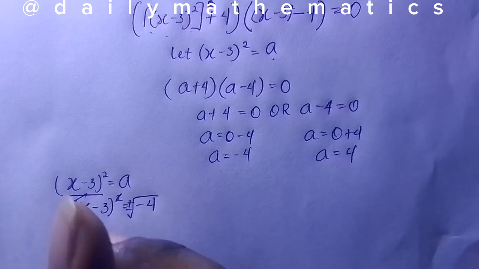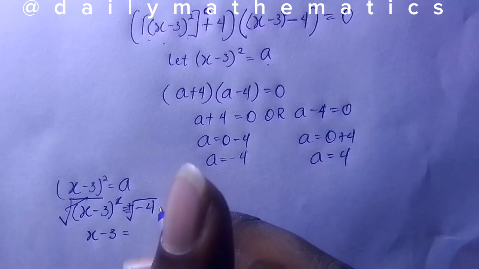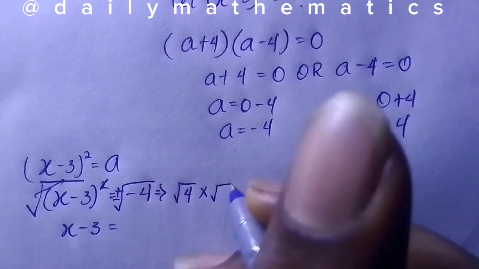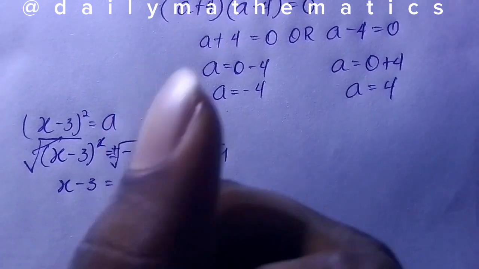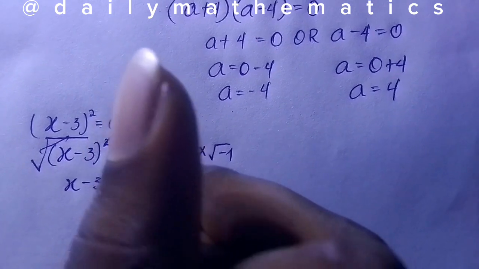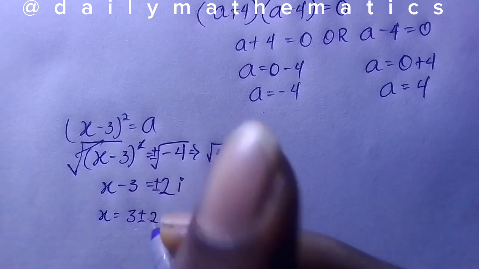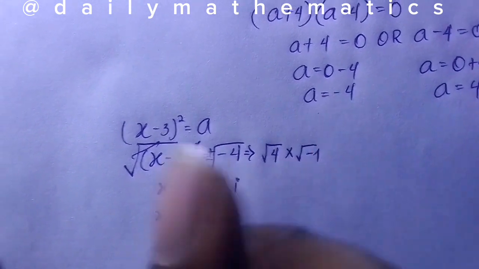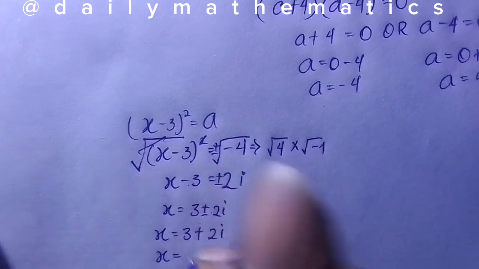So we have x − 3 equals, and what's the square root of −4? Let's say −4 is root 4 times root −1, right? Root 4 is 2 and root −1 is i, right? So that is plus or minus 2i. So from here x equals 3, because the −3 is coming here and becomes +3, plus or minus 2i. That's x = 3 + 2i, x = 3 − 2i.